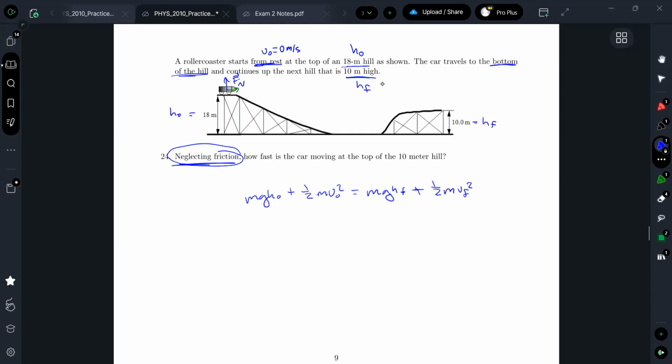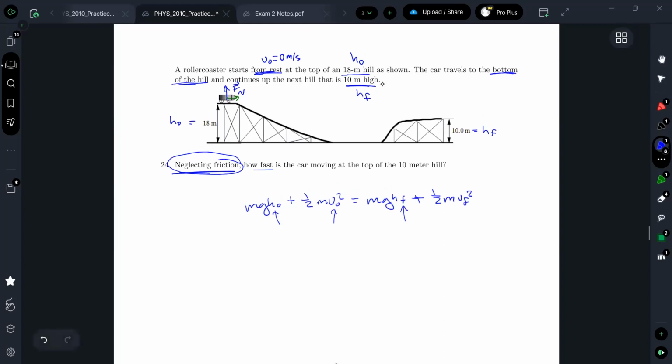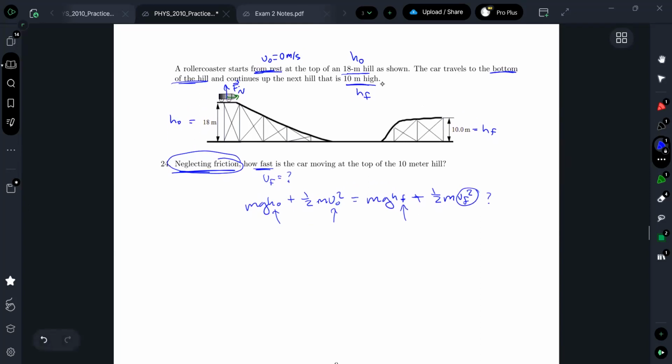I have a good bit of this stuff. I have H0. I have V0. It is 0. I have HF. I want to know, how fast is the car moving? What is its final speed after all this happens? So this, without the square, is what I want to know.